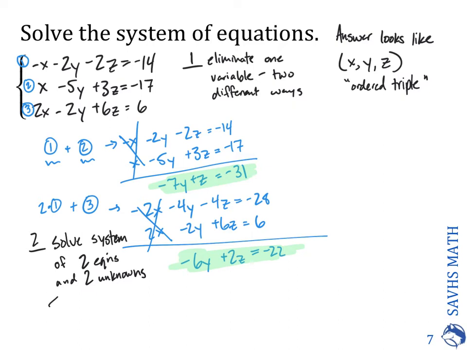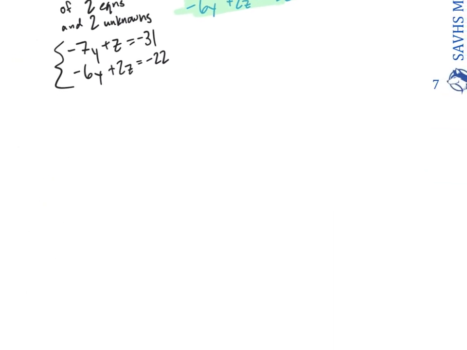So that's this system. Negative 7y plus z equals negative 31, and negative 6y plus 2z equals negative 22. I'm going to go ahead and do that right here, and I think the best way to do this is substitution. Now, you might be like, no, just eliminate, but either way will work. So I'm going to take the first equation and add 7y to both sides. So I'll get z equals negative 31 plus 7y.